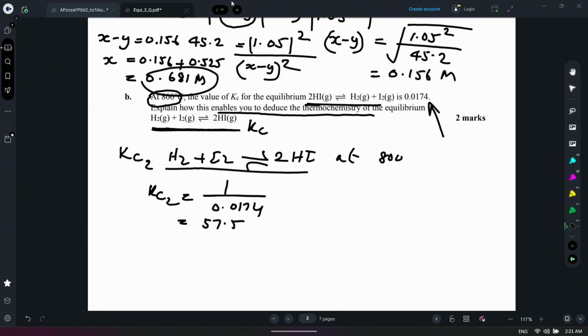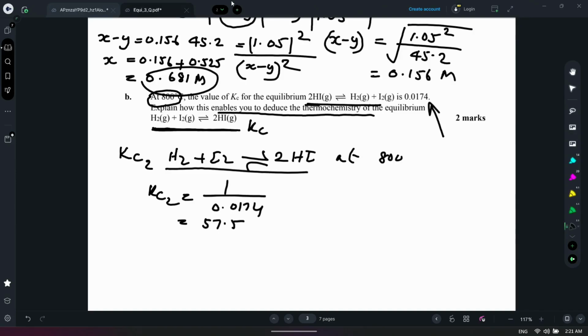There are no units. Now look. Now what have we done? Okay, now what have we done here? All right, now what I'm going to do, I'm going to summarize what we found in the table. By looking at that table, we are going to compare the Kc value from 400 to 800. Then we are going to determine whether this reaction is exothermic or endothermic. All right, let's see how we can do that.